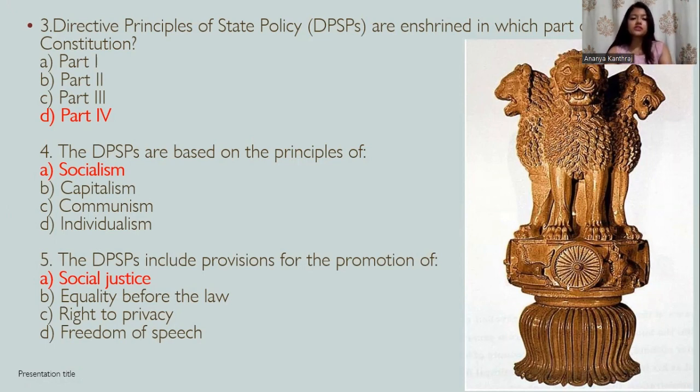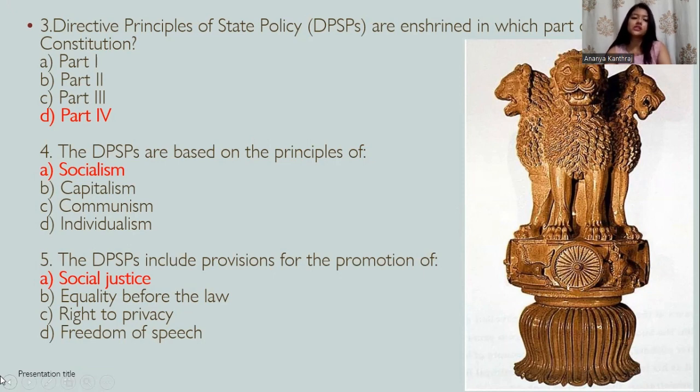The directive principles of the state policies are based on the principles of which of the following? With the fourth question, the options are as follows. Option A is socialism, option B is capitalism, option C is communalism, and option D is individualism. So the right answer for this question is option A, socialism.